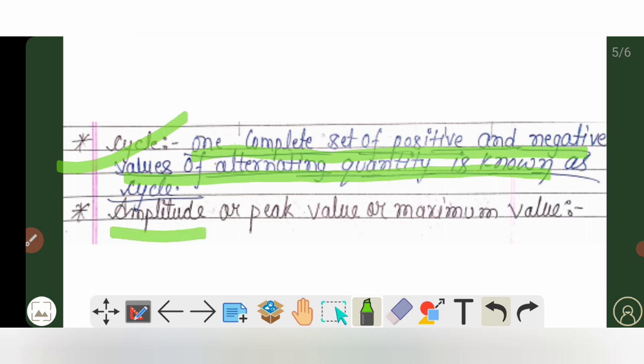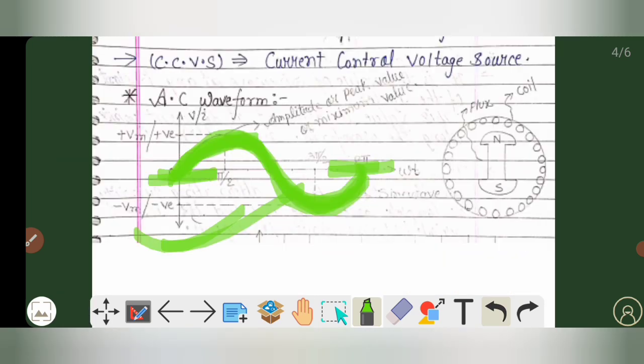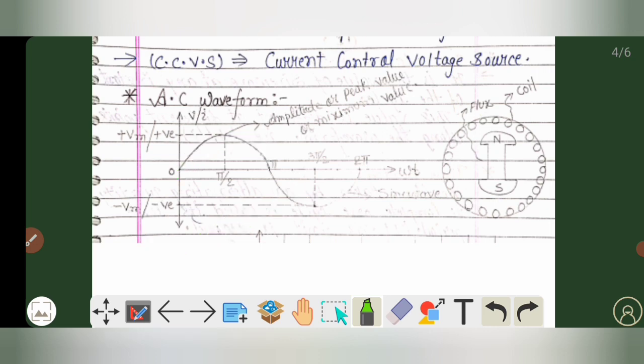Now we will see amplitude, or peak value, or we can say maximum value. The maximum value, positive or negative, of an alternating quantity is known as amplitude. As you can see in the figure, this one denotes the amplitude, meaning the maximum value to which it is raised. Its value is the same, and it may be either positive or negative. This is the amplitude, meaning the highest point.